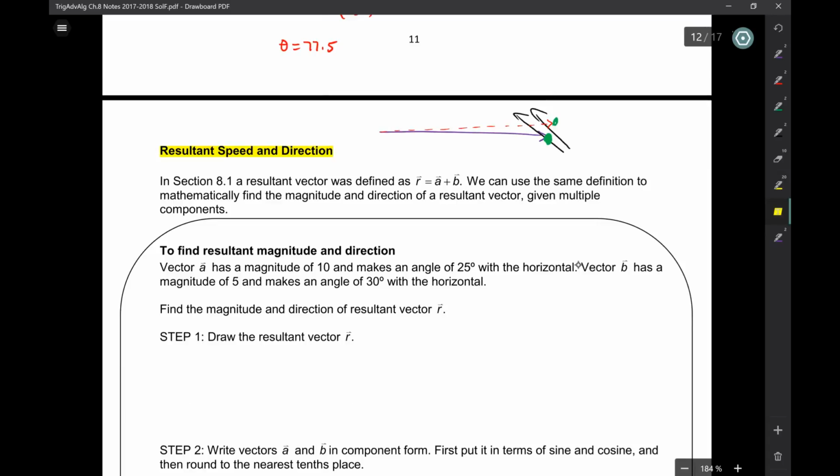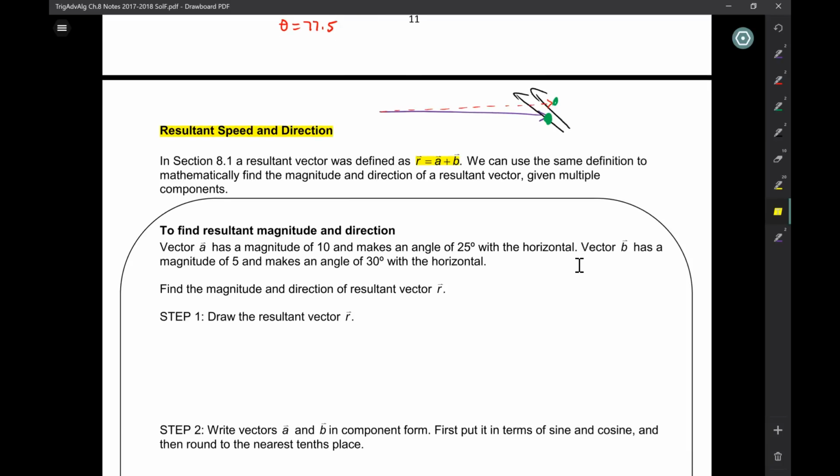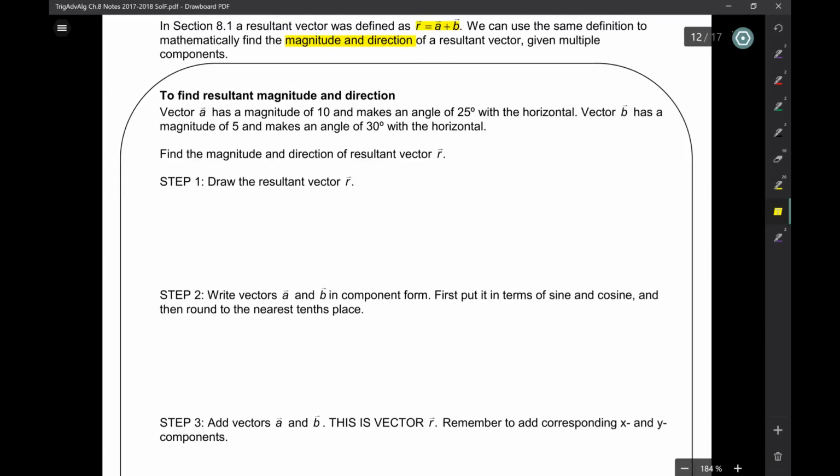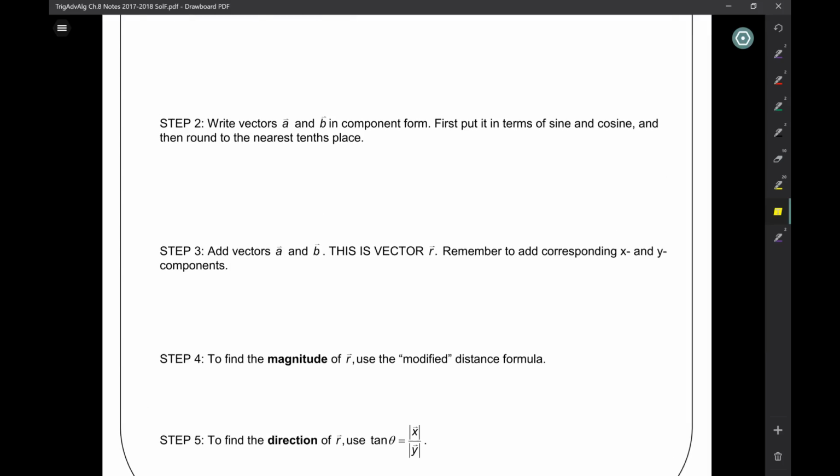So in 8.1 again, we said that the resultant was just vector A plus vector B, right? We had the handout, and we did it on the board. We can use the same definition to find the magnitude and direction of a resultant vector. Remember on the handouts, there were the worked out solutions, and I said we're going to do that later? Well, now it's later, okay? So I'm going to walk you through one example, and I have it broken down into 5 steps.